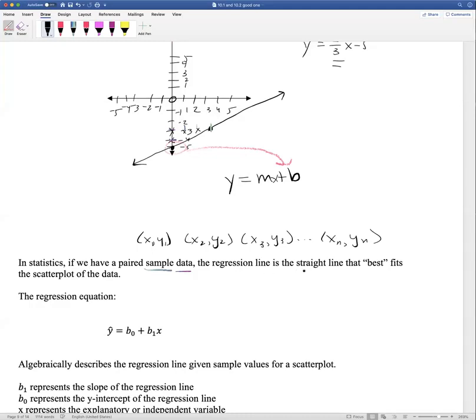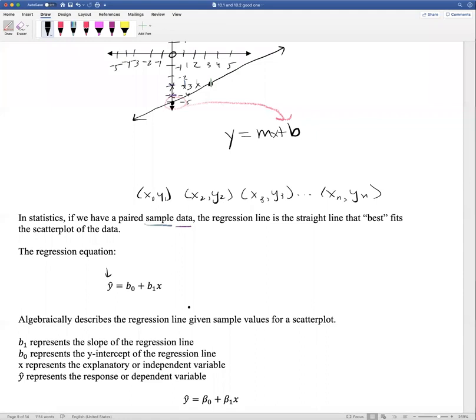Then the regression line is the straight line that best fits the scatter plot of the data. And the regression equation looks like this. It looks like y hat equals b naught plus b1x. Now, I want to compare that with what we just talked about, and what the differences are between the algebraic equation of a line and the statistical equation for a line.